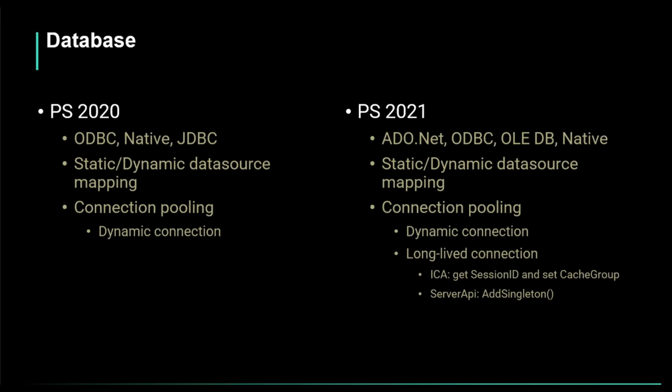So long-lived connections are possible in 2021 while they become difficult to achieve in 2020 because the only way was to use helper class extensions that are only supported by few application servers and databases.